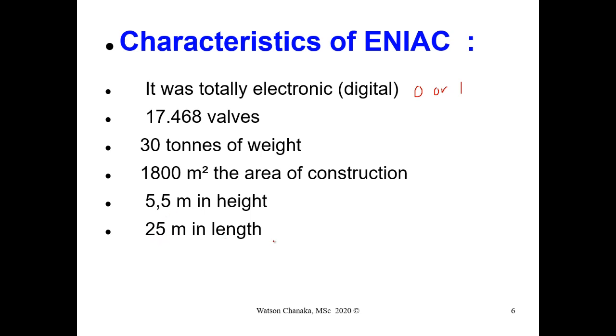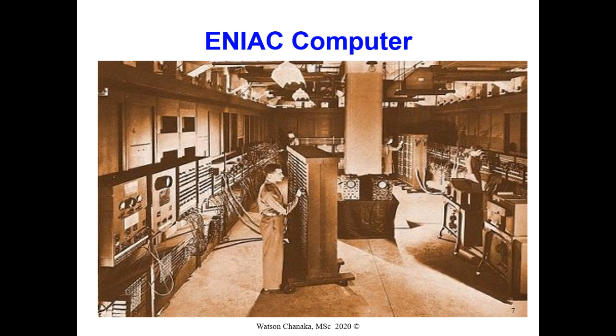So it was a very, very big computer. We'll talk about these characteristics later. Why was it 25 meters? Why was it 5.5 meters? Why was it 1,800 square meters and 30 tons of weight? This is too much. But we'll later talk about that so that we can try to justify why they had all these characteristics.